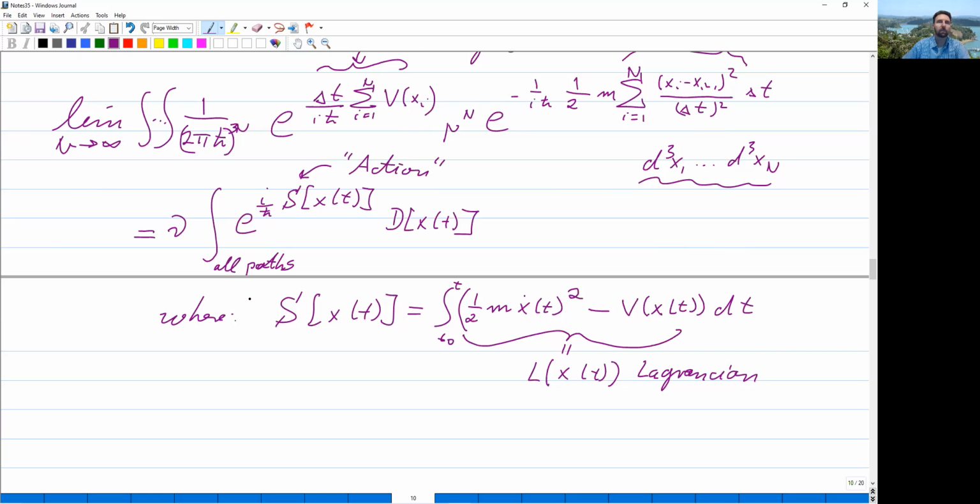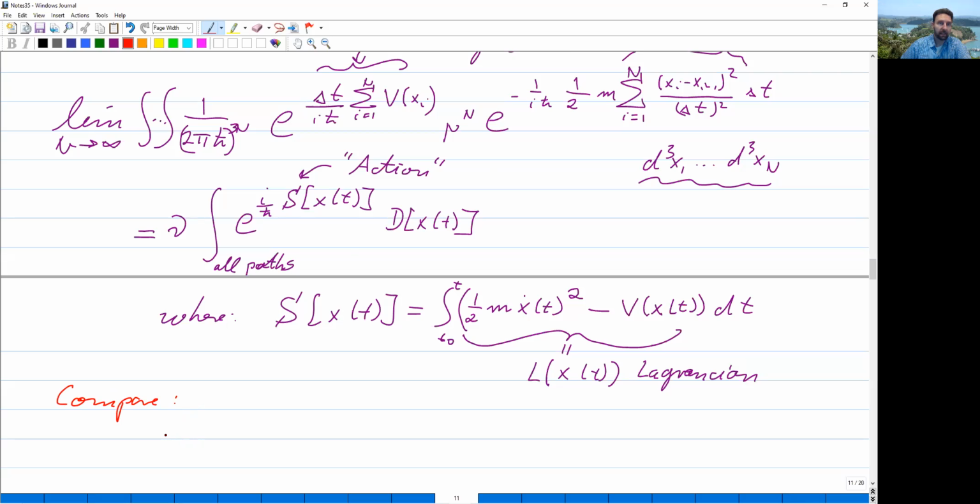This is the action of the path. For every path, we can now assign a number, which is the action. Now let's compare with what we had before.